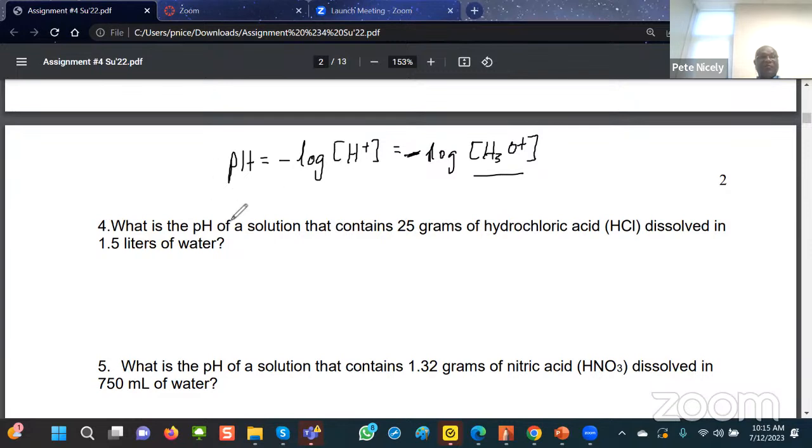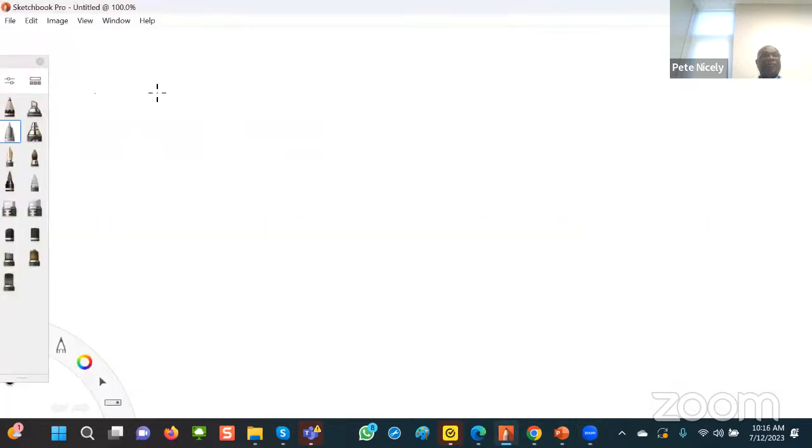There's also another term, pOH, which is equal to minus log of the concentration of OH minus. So it's like the reverse of what we just said, right? And there's a relationship between these two. Let me clear this and go to my writing tablet. Okay, so as I said before, the pH is equal to minus log of the concentration of hydronium ions.